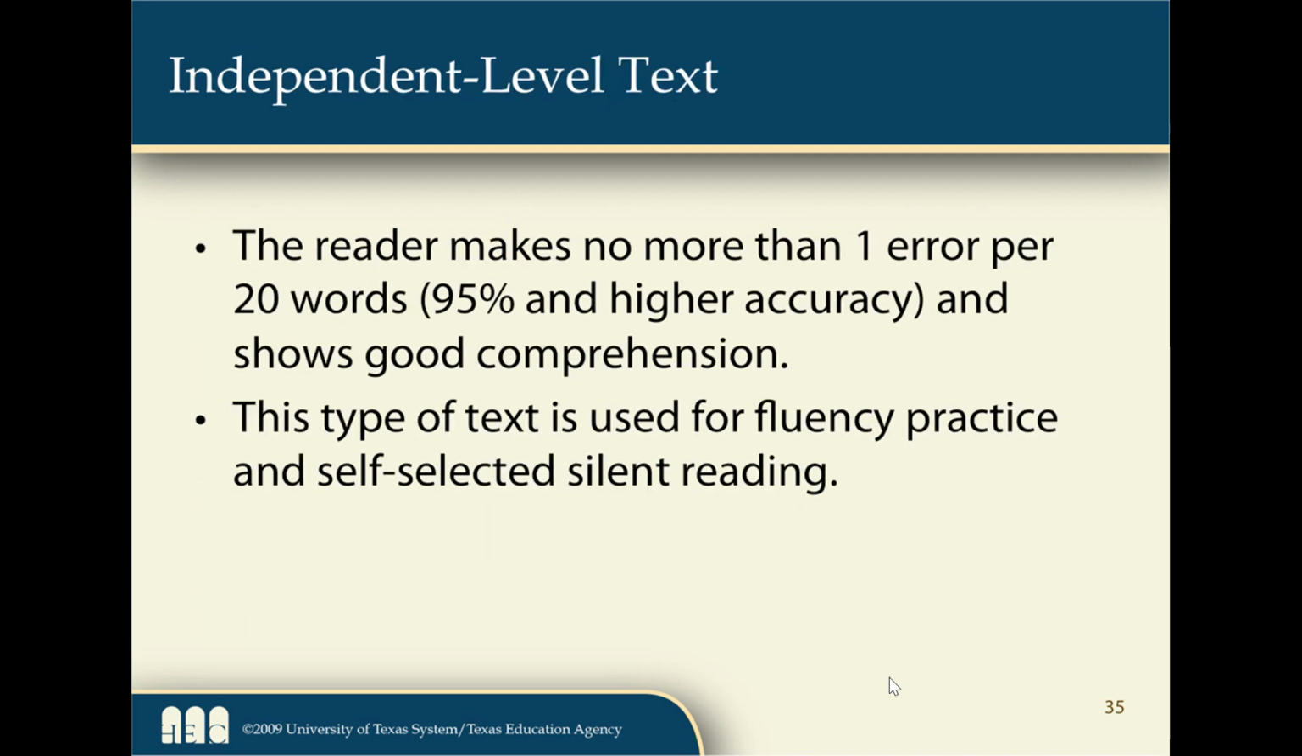When the student's at independent level, they make no more than one error per 20 words, which is about 95% accuracy, and shows good comprehension. This particular type of text is generally used for kids who are going to go pick their own book or their own piece of text to read silently during DEAR time.